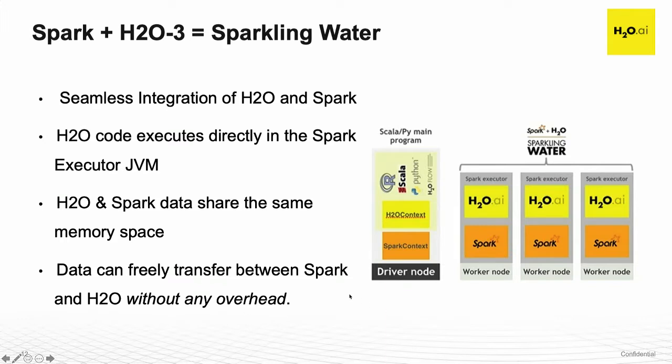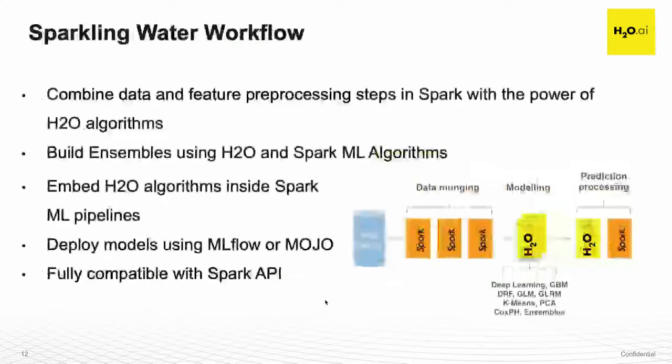So data can be easily transferred between Spark and H2O. There's no overhead. They're sharing the cluster. And you can actually embed H2O models directly into SparkML pipelines. So here's an example of that. Here's an example workflow. Typically, you will use Spark for your data munging. You will use it for pre-processing. So you'll load the data in and do your ETL. That's what Spark is great at.